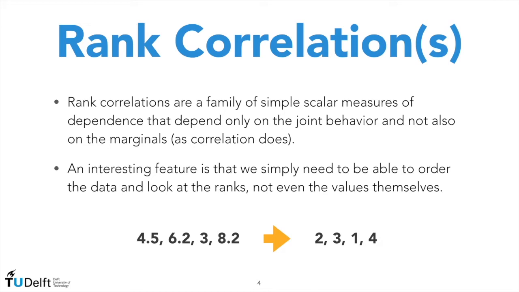that are a group of measures of dependence that depend only on the joint behavior of two or more random variables and not on the marginals. In order to compute rank correlations, we must be able to transform the data we observe into ranked observations. That is to say, we must be able to reorder the data in terms of magnitude.